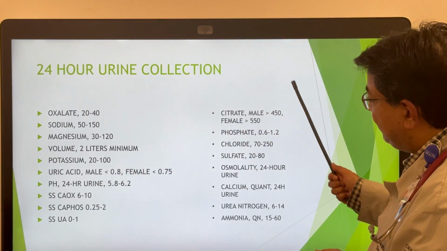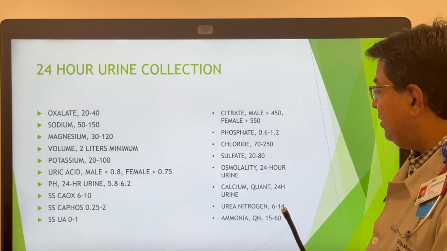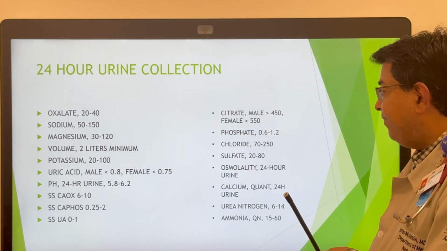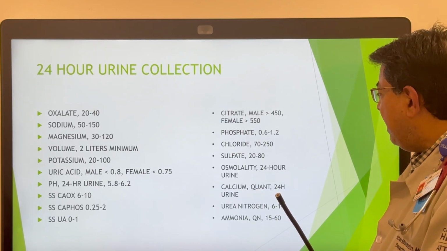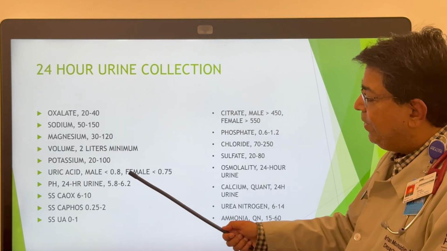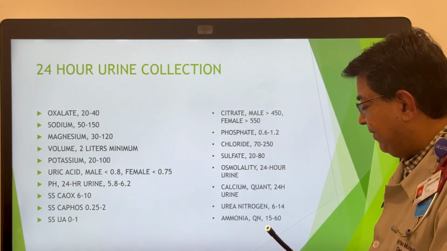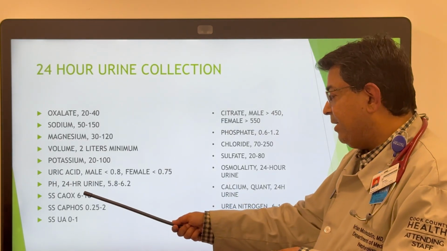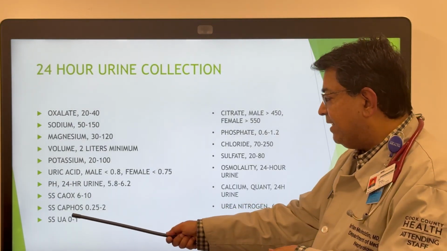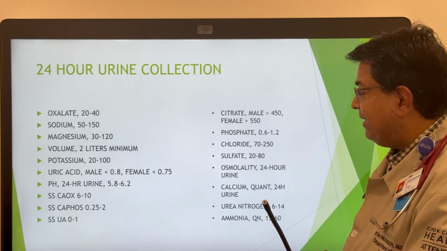These are the reference ranges that you want to use in your analysis of the 24-hour urine collection. I won't go in detail. You should look at the supersaturation values as well, which tell you if they're at risk for calcium oxalate supersaturation, calcium phosphate supersaturation, or uric acid supersaturation.